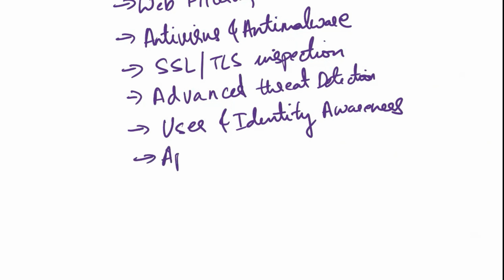Next characteristic is application control. That is, in addition to identifying applications, next generation firewalls can control and prioritize application traffic based on business needs and security policies. This helps organizations optimize network performance and protect critical applications.